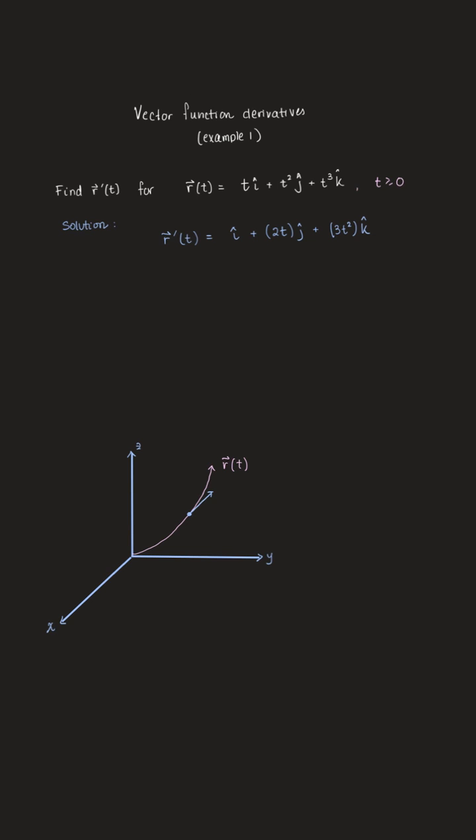Now, this vector, 1, 2t, 3t squared, for any value of t, also gives us the direction vector of the tangent line at t. So that will be useful when we want to write tangent lines at a specific point, because the derivative gives us the direction vector that we need to write the equation of a line given a specific point.